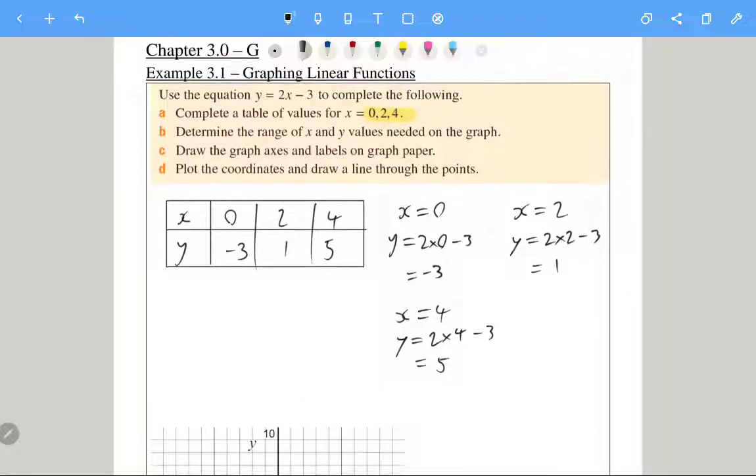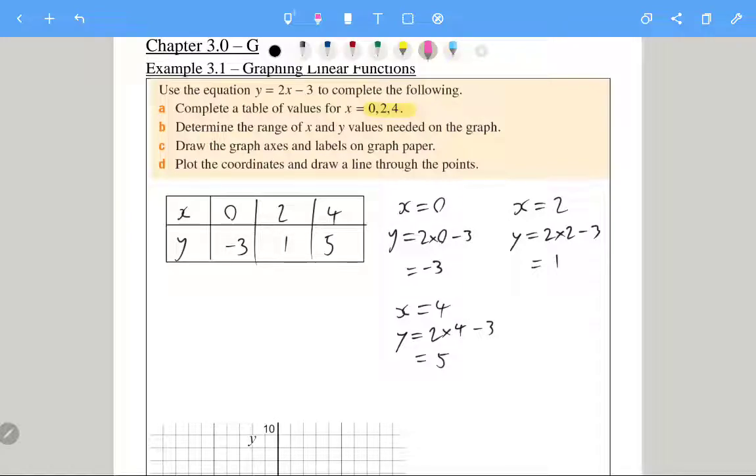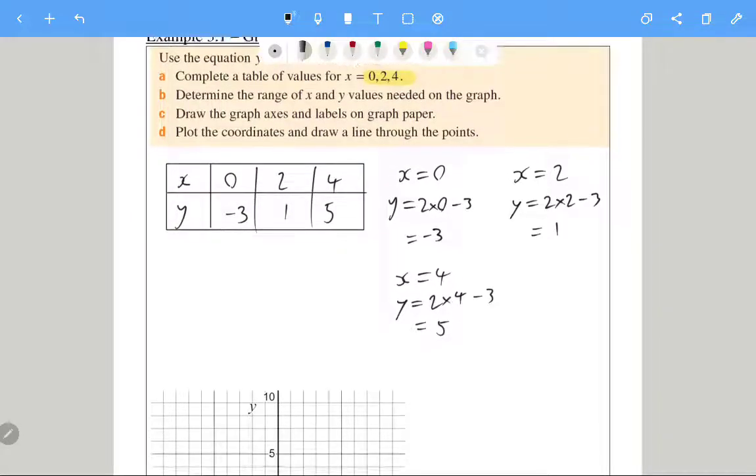Alrighty, now next is to determine the range of the x values and the y values. So the x is ranging from 0 to 4, and the y values are ranging from negative 3 to 5. And the reason that's useful is if I was to draw my own axes, then it would be helpful to know, well, my x needs to go from 0 to 4, while my y needs to go from negative 3 all the way up to 5. So it's just to help you set up your axes before you start plotting points.